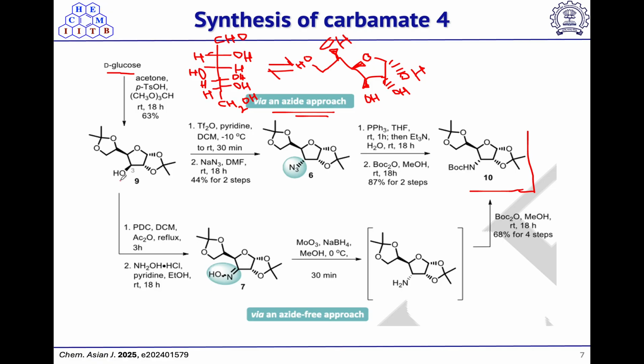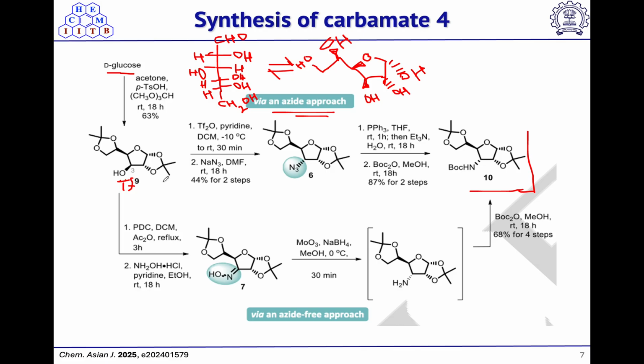So basically, this alcohol will attack the carbonyl carbon of this anhydride, the triflic anhydride, and it will form this OTf. Now this OTf is a leaving group. So this OTf, we know OTs, OTf, OMs (mesylate), all are leaving groups.